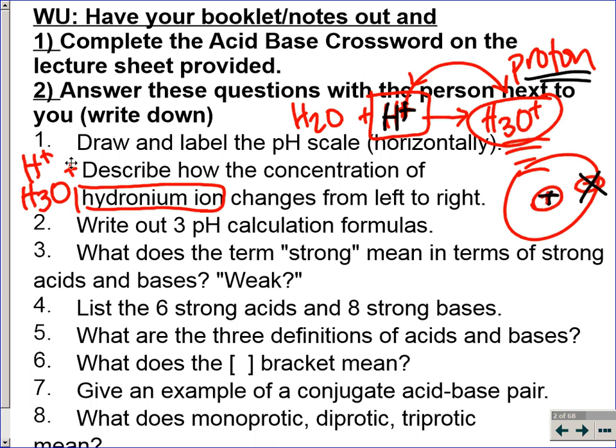Okay, write out 3 pH calculation formulas. I want you to say those 3 out in your group. Go. At least one from each person if you can.